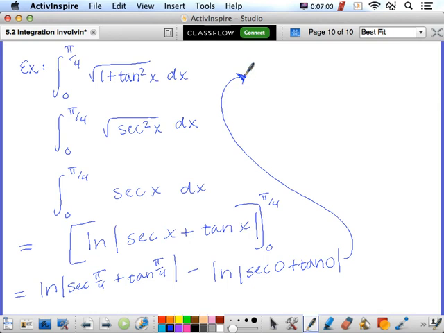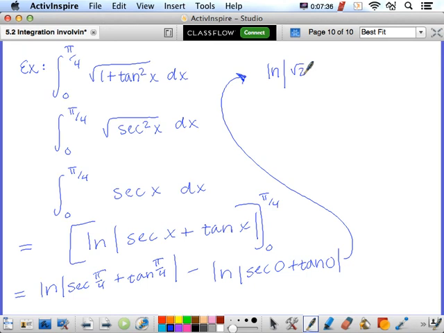Does anyone know the secant of pi over 4? What's the cosine of pi over 4? Square root of 2 over 2? So if you flip that, the secant would be 2 over the square root of 2, right? Which is 2. But we don't have to fix it. Well, you do that one because it will reduce. 2 over the square root of 2 reduces to square root of 2. Okay? So the secant of pi over 4 is just square root of 2.